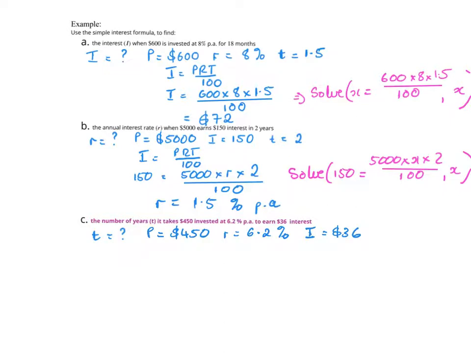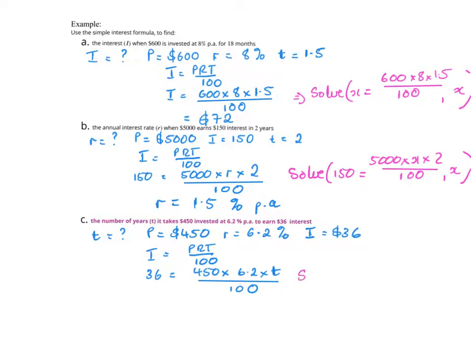All right, remember my rule, I equals PRT over 100. So I really have started all these questions the same way. And again, I'm going to substitute in what I know, and I know that 36 is equal to 450 times R, which is 6.2. Now T is what I'm looking for in this case. So that's all divided by 100. And I would suggest to you the easiest way again is to use solve on your calculator.